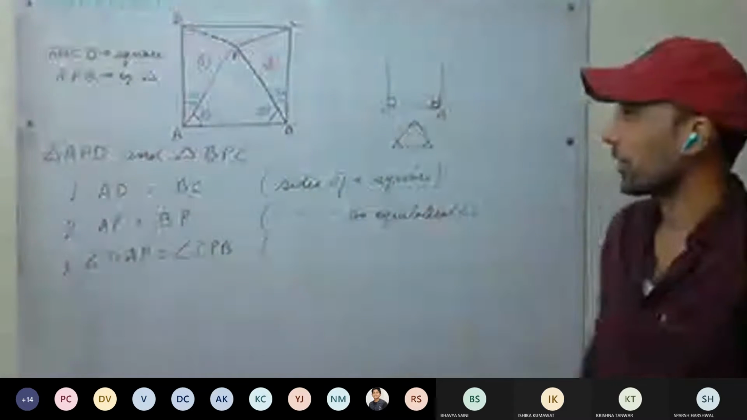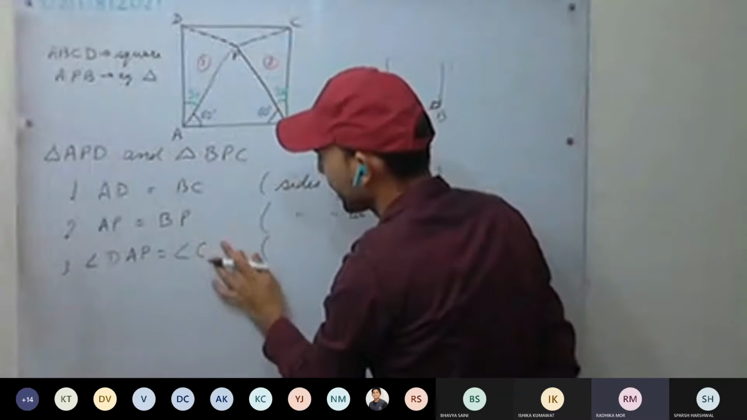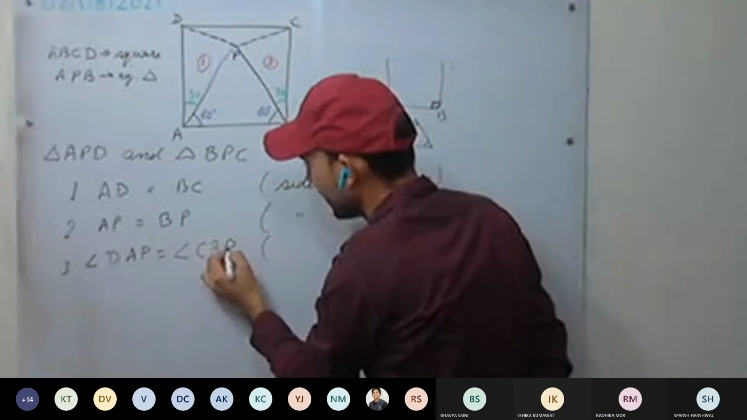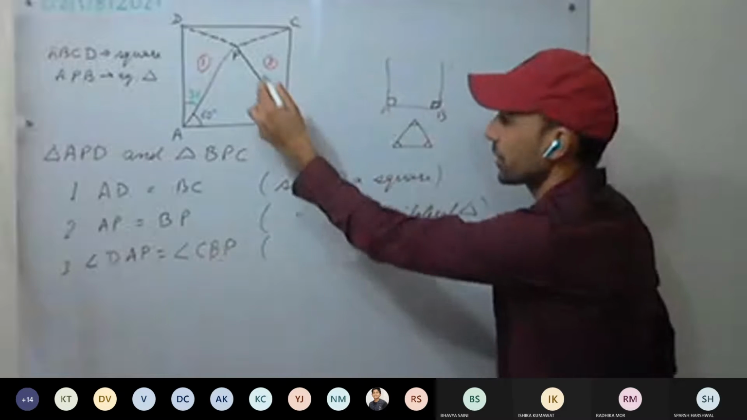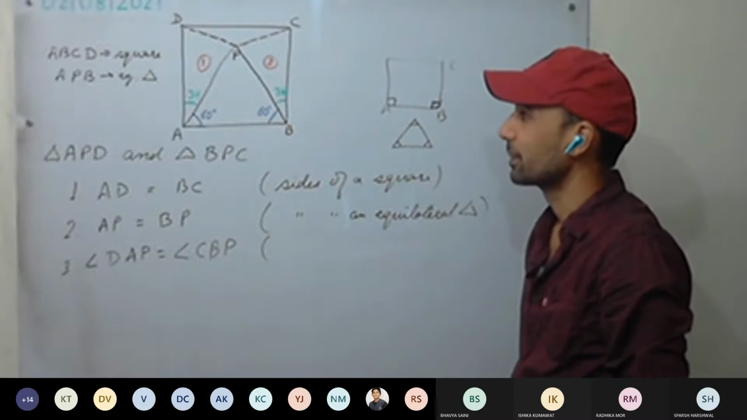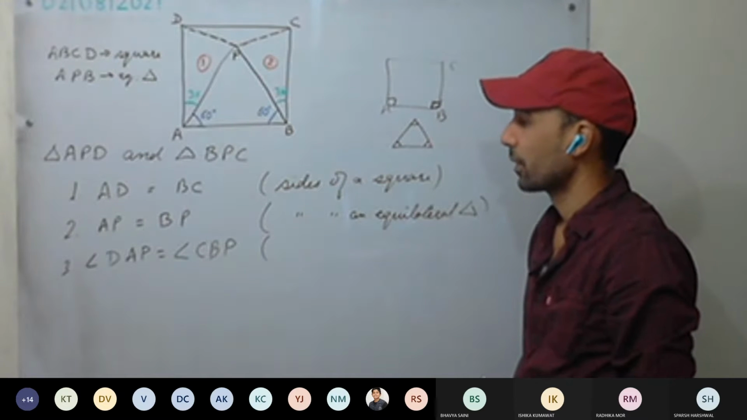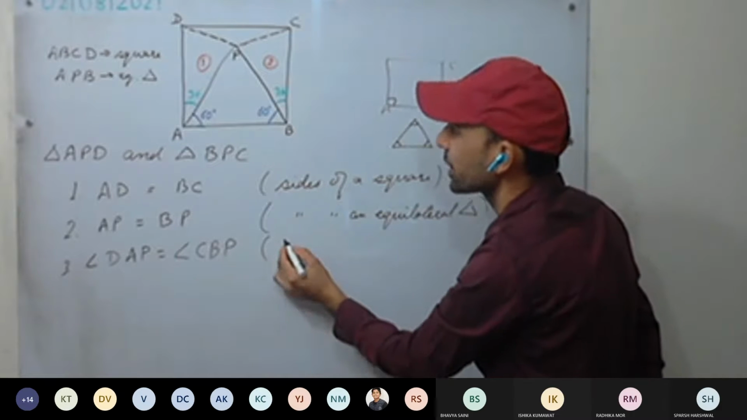Sir, you have written CPB a little bit. CBP, yes, CBP it is. Sorry for that. This is 30 degrees. So what reason can we write here? Either you can write "calculated" or you can provide it like this.